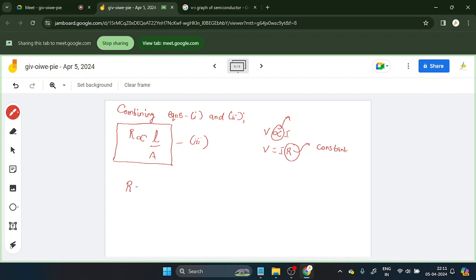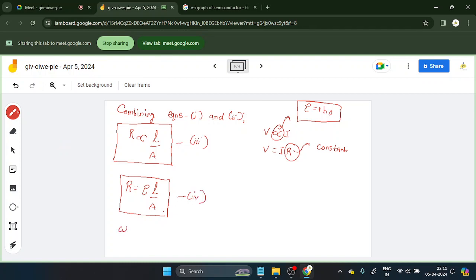So here there will also be a constant. R equals rho L by A. This constant is called rho. Clear? This is our relation: R equals rho L by A.